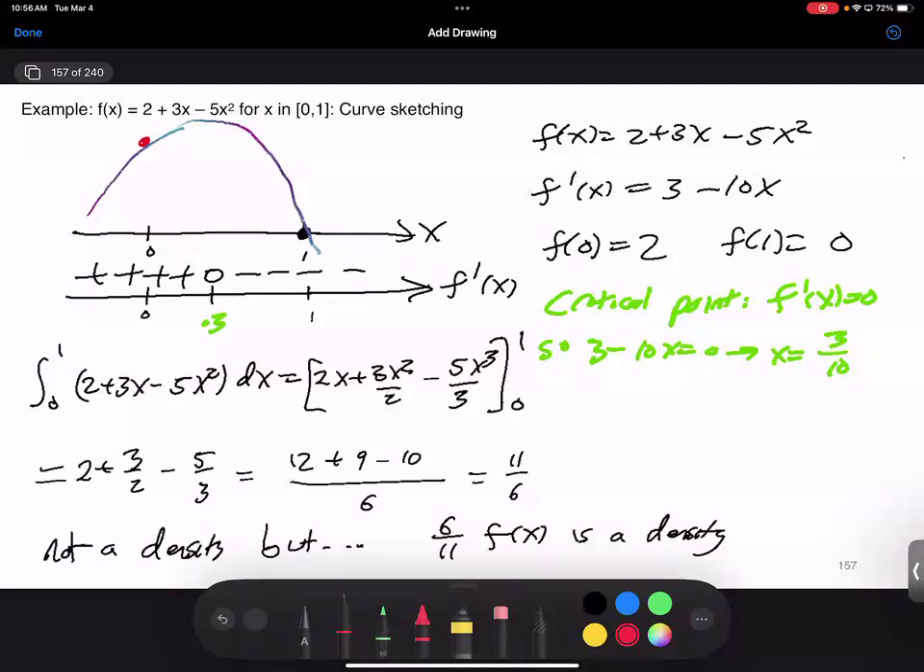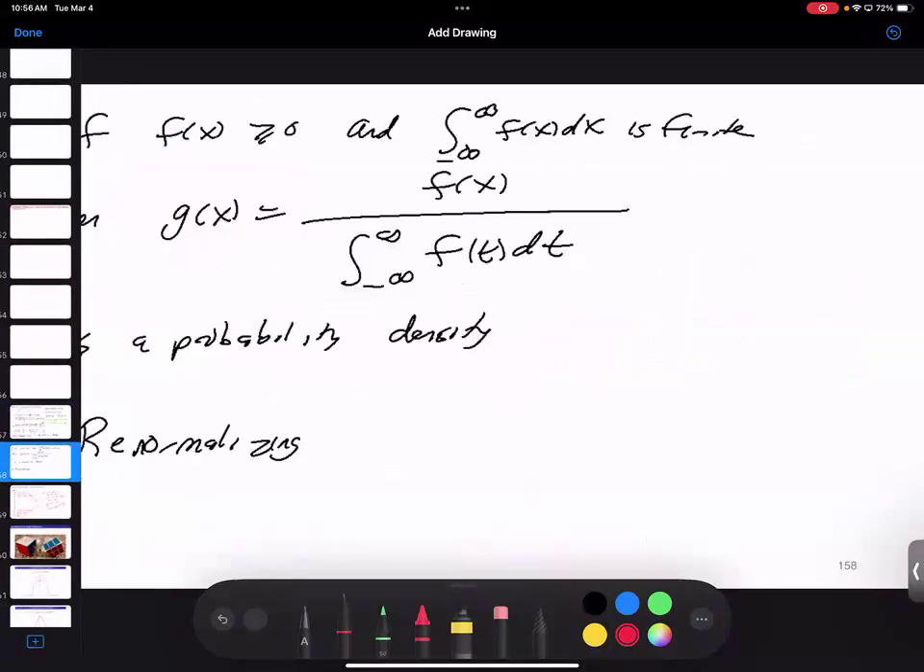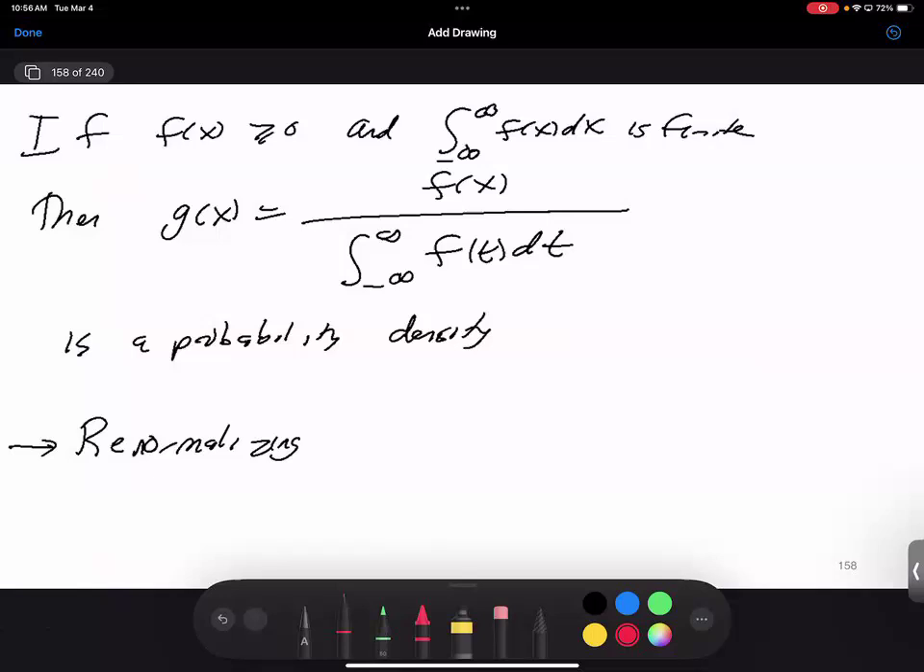Now if we multiply by 6/11, since the integral of f was 11/6, the integral of 6/11 times f will just be 1. So frequently, if you have something that's non-negative and integrates to a finite non-zero number, you can correct it. You can rescale it. The more general thing is, if you have f of x non-negative and it integrates to something that's finite, then just divide by the integral.